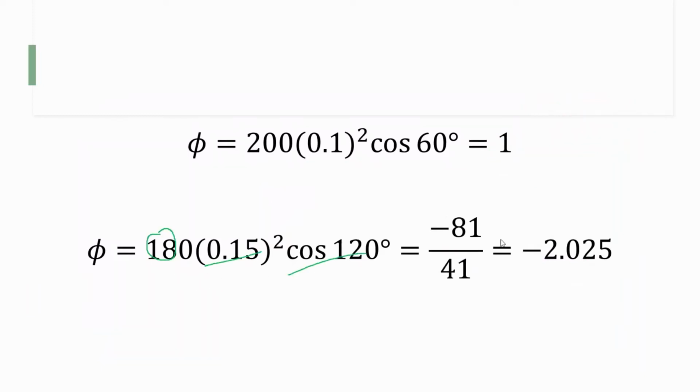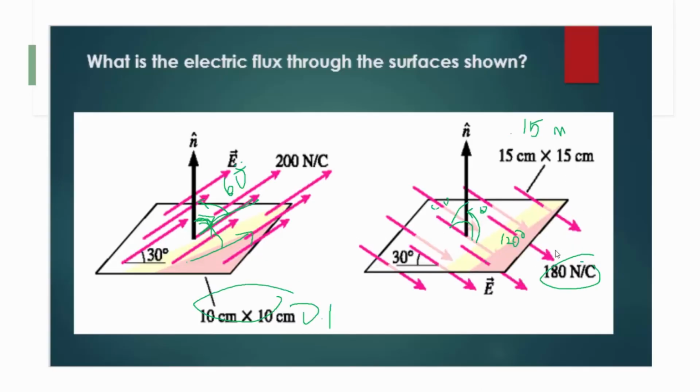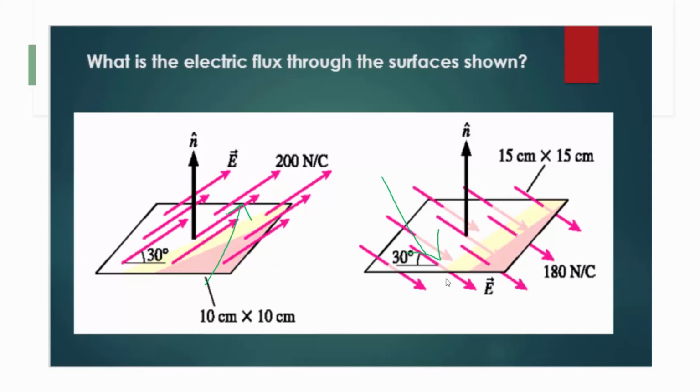0.15 squared cosine 120 lalabas is negative 81 over 41, and ayan, ang lumabas na flux is negative 2.025. So, pansin nyo dito ay positive at dito ay negative. Bakit? Kasi dito, with respect to the surface, ito ay lumalabas and ito ay pumapasok. Which goes back to our earlier study. Pag may lumalabas, positive. Pag may pumapasok, negative.